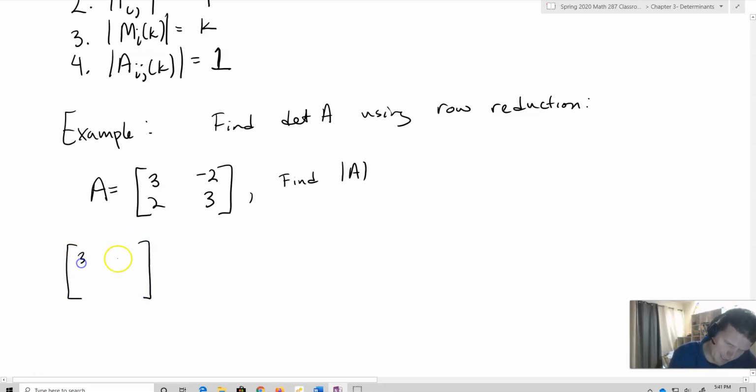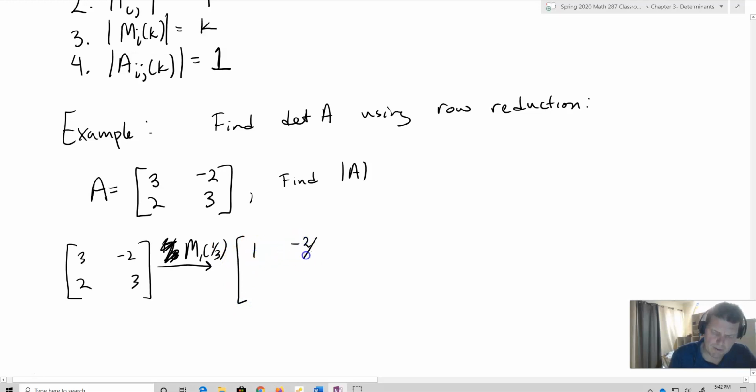So I've got 3, -2, 2, 3. The first thing I'm going to do is multiply row 1 by 1/3. That's going to give me 1, -2/3, and 2, 3. Then I'm going to add -2 of row 1 to row 2.